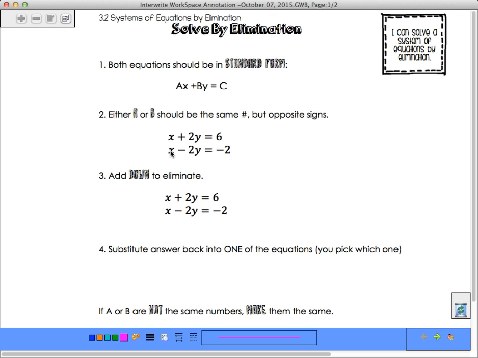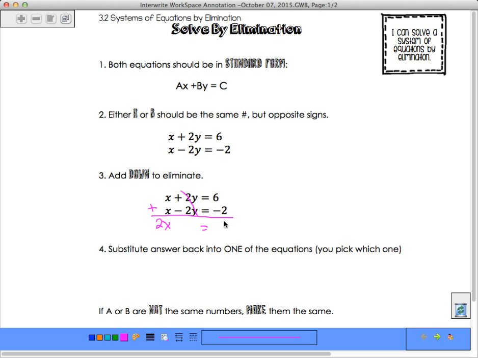So like here, I have a positive 2y and a negative 2y. So it's the same number and opposite signs. In this case, my b, the number with y, is the same number with opposite signs. If you have that, then all you have to do is add straight down to eliminate. So here, I would add these together, and that would give me 2x. X plus x would be 2x. These two would cancel. 2y plus negative 2y is 0.